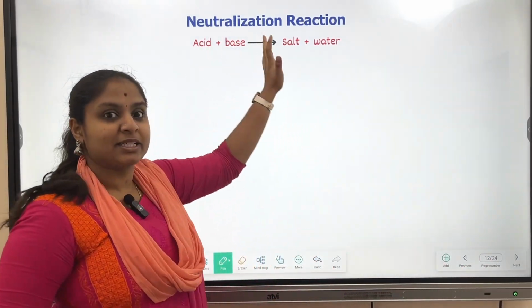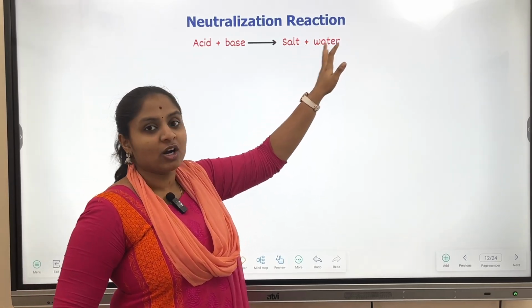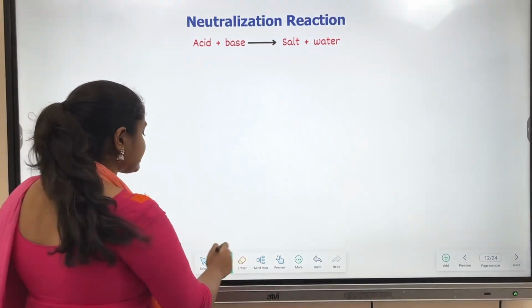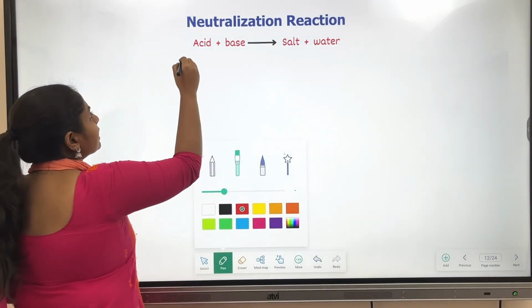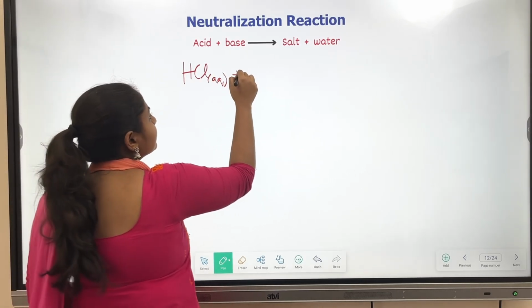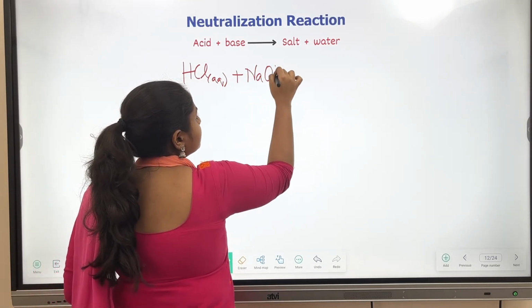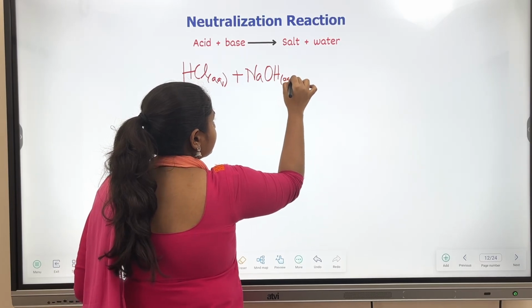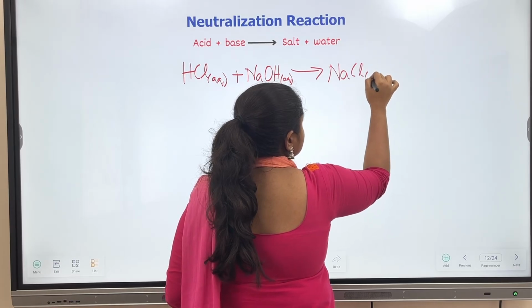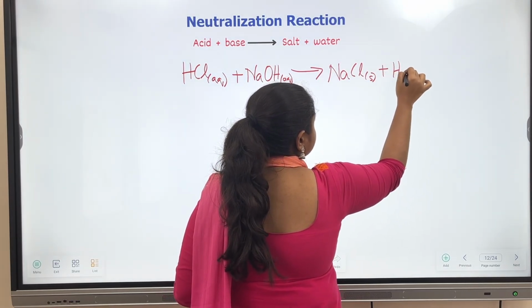When an acid mixes with a base, it will form a salt and water. This reaction is called a neutralization reaction. Let's take an example. Let's say I have HCl acid. HCl is hydrochloric acid. It reacts with NaOH, sodium hydroxide. Then it will give a salt, NaCl, and water.